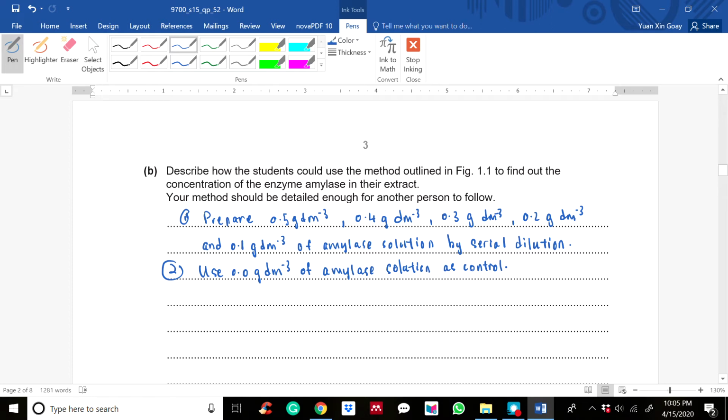Now the function of the control tube is to prove that enzymatic activity is due to enzyme but not other factors. The control tube, in this case the 0.0 gram per decimeter cube of the amylase solution, should not have any enzymatic activity. If your control tube contains enzymatic activity, this means that the solution was contaminated.